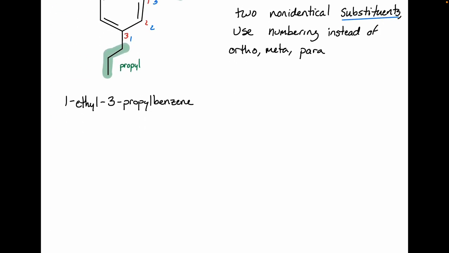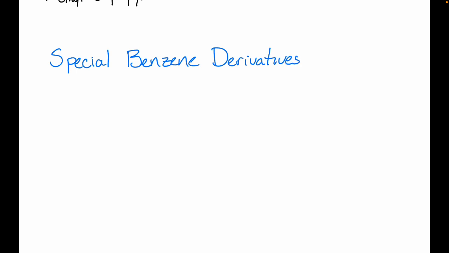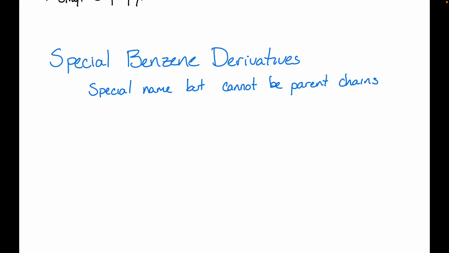Okay? So the last pain in the butt thing that we have to do, so these are what we're going to call special benzene derivatives. And by that, I mean they have a special name, but they cannot be parent chains. So we're going to keep this group distinct from that other group of five, which we can have as parent chains built into our name. These are kind of standalone compounds that themselves are just really popular and have their own name. Okay?